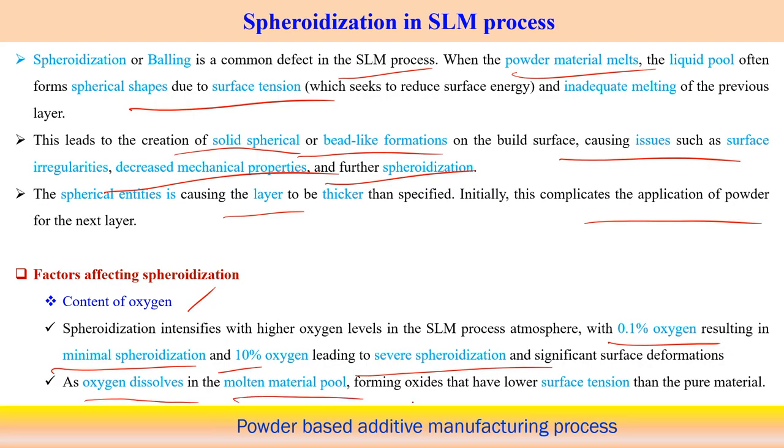The other part is that when oxygen dissolves in the molten material pool, it forms oxides, and those have a lower surface tension as compared to the pure metal. When the surface tension is lower, there is a tendency to create this effect of spherization. So that's why the content of oxygen is one of the factors which we can control, or minimize, to avoid the spherization effect in the case of selective laser melting of powder components.